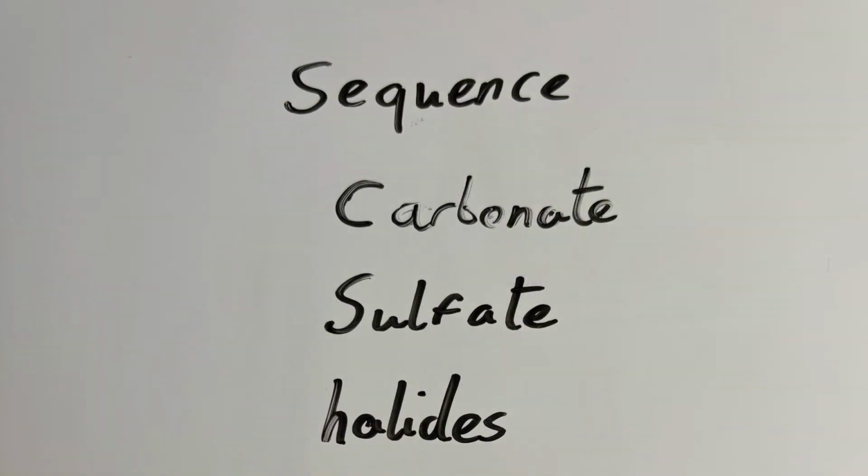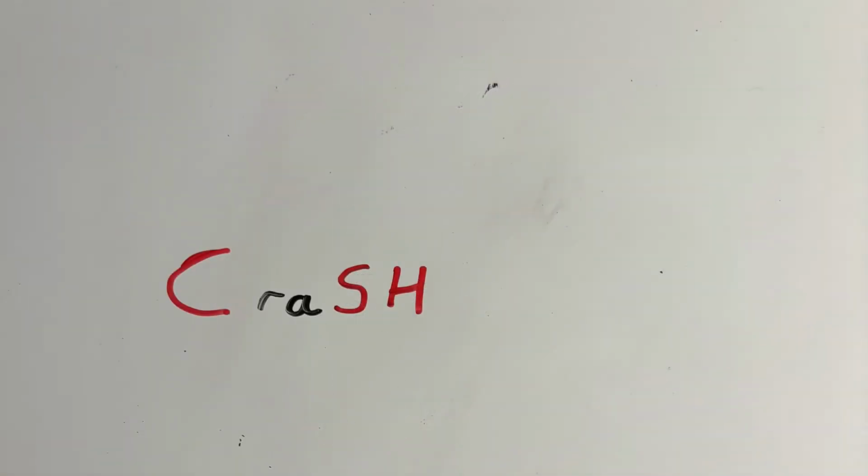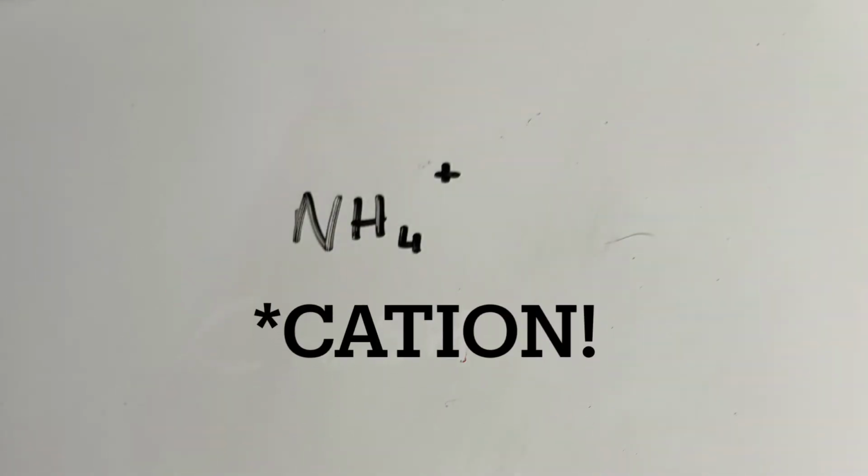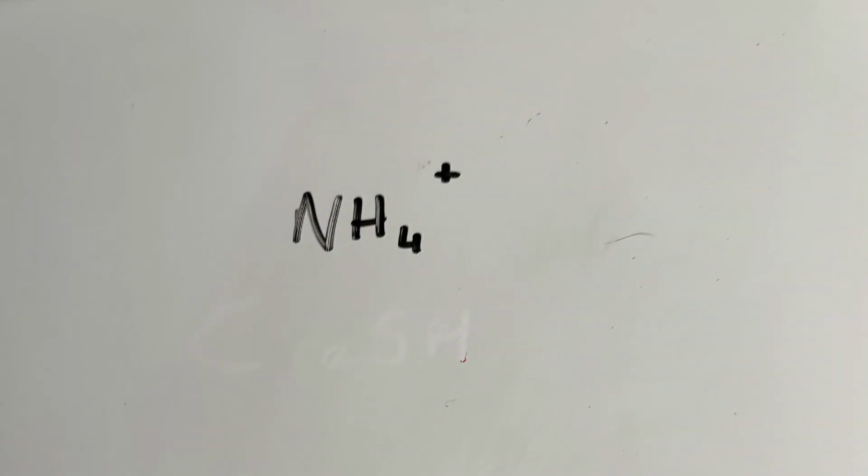Now, there is a specific sequence to these tests. You don't need to know the reason why, you just need to know the order. And the way I remember the order is with crash, which is carbonate, sulfate, and halide. Now, the only cation you need to know how to test for is ammonium.